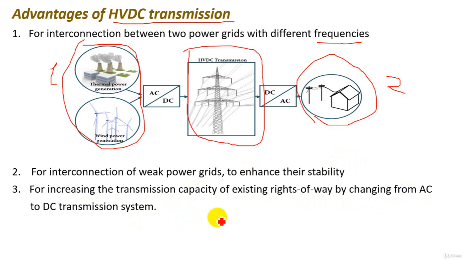For increasing the transmission capacity of existing rights of way by changing from AC to DC transmission system. Any transmission line has its right of way for the protection of people. As transmission capacity increases, its right of way also increases. So, for the same right of way, we can increase the transmission capacity of high voltage DC transmission compared to AC transmission. No requirement for reactive power compensation, as in high voltage DC transmission, no reactive power is produced.